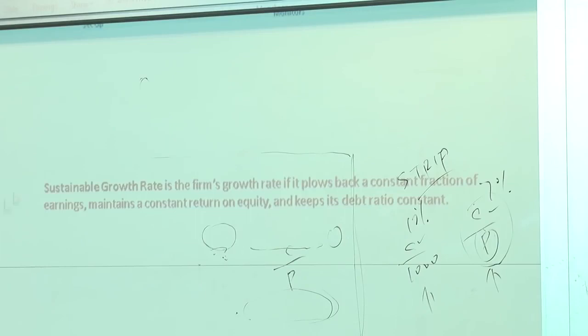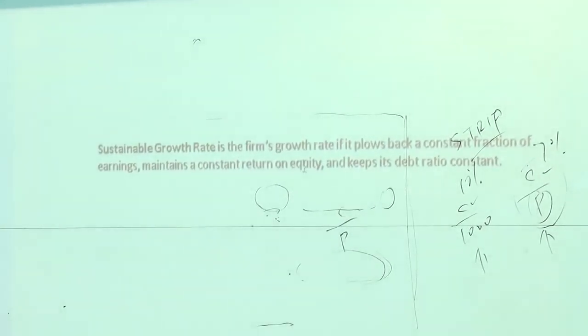And the sustainable growth rate, okay, is the growth rate, that is the G, right? The G. How to find that G? It is the growth rate if the firm plows back a constant fraction of earnings, maintains a constant return on equity, ROE, and keeps its debt ratio constant. What does it mean?